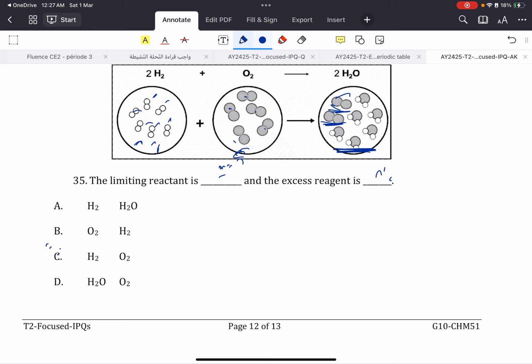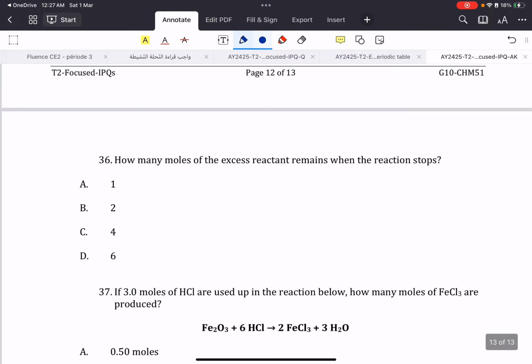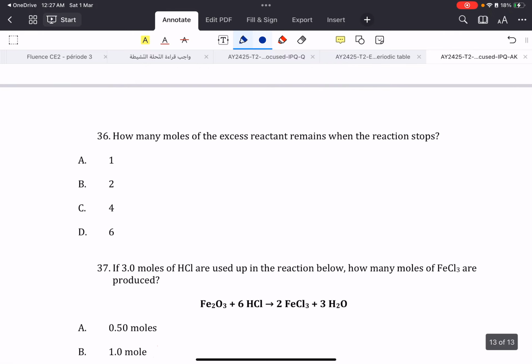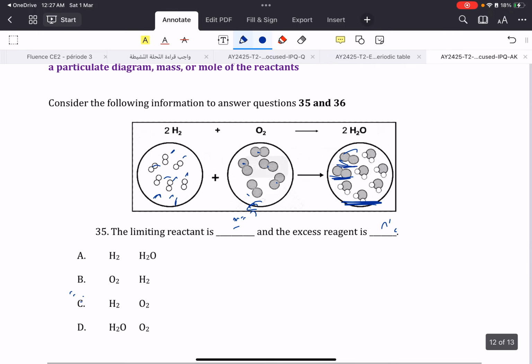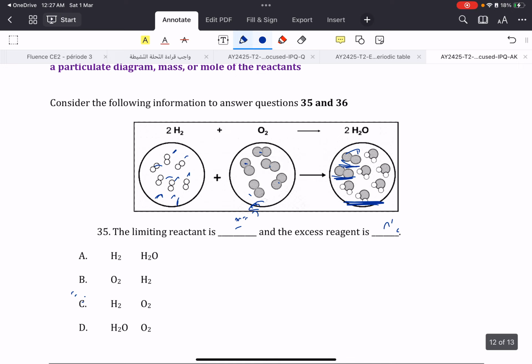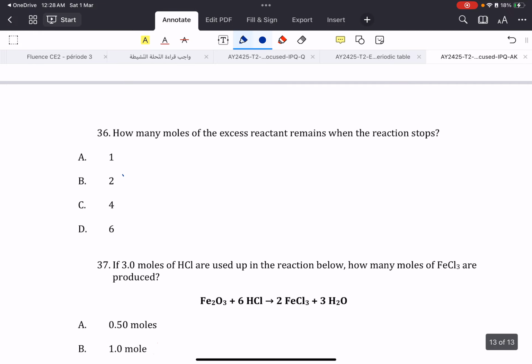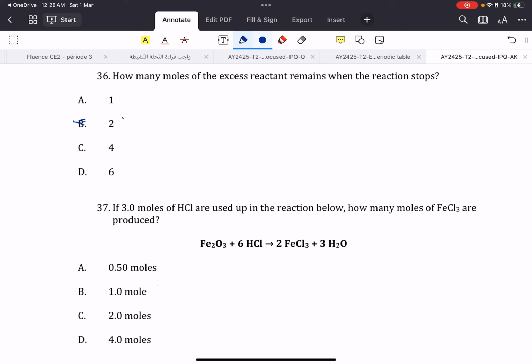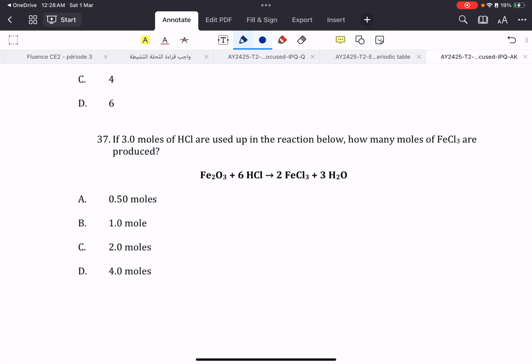We continue with the question, and the next one now is how many moles of the excess remain. You can simply look at the diagram and you can see that I have only 2 O2 remaining. So the answer is B. My pen is not working, so I'll try to continue here.